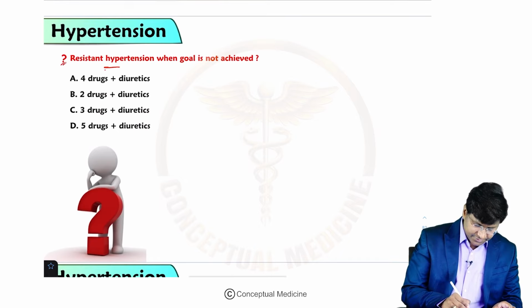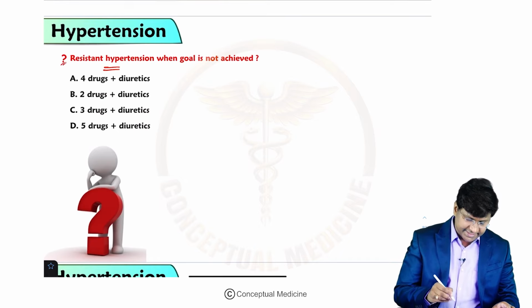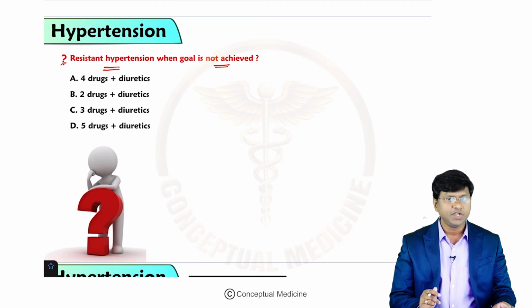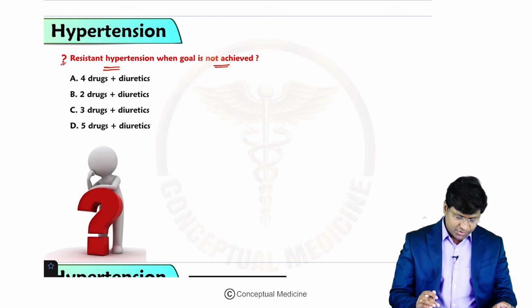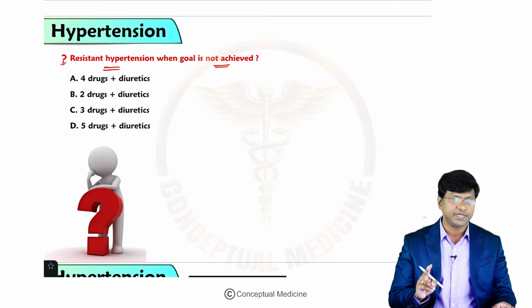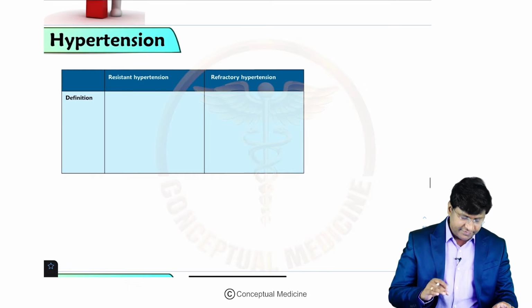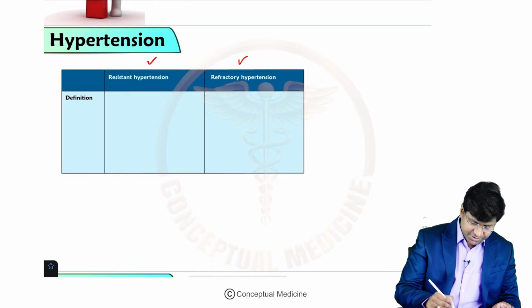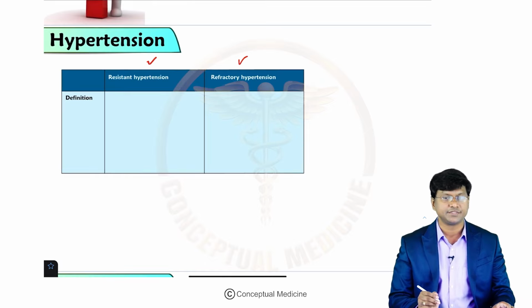resistant hypertension. Resistant hypertension is when the goal is not achieved with 4 drugs plus diuretics, 2 drugs plus diuretics, 3 drugs plus diuretics, 5 drugs plus diuretics. Okay. So now let me discuss the 2 important terminologies, and then we will come back to that question. What is resistant hypertension and what is refractory hypertension?